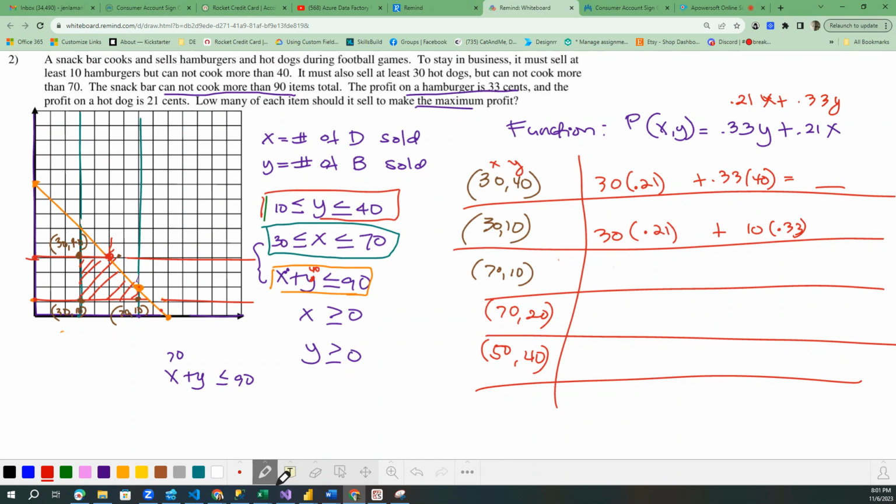Okay. And then this is 0.21x. So 0.21 times 70. I should have written this as 0.21 times 30. 0.21 times 30. So that it goes with that equation. And so whichever here has the maximum value, that would be the one that will give you the maximum profit.